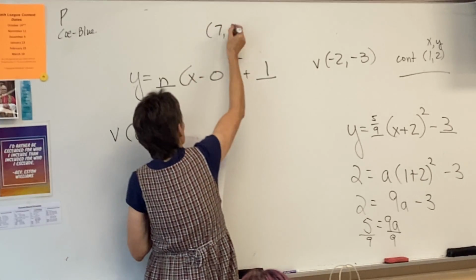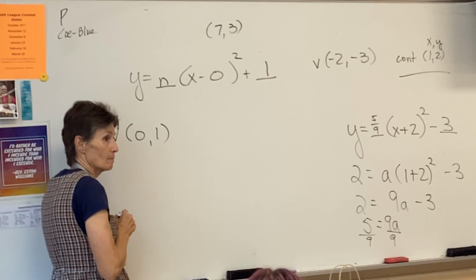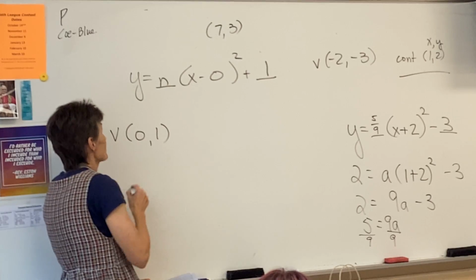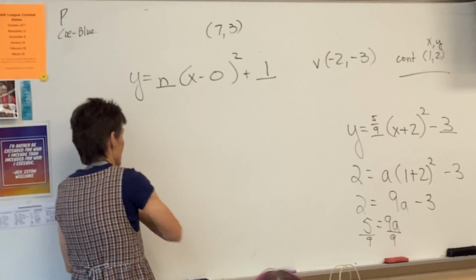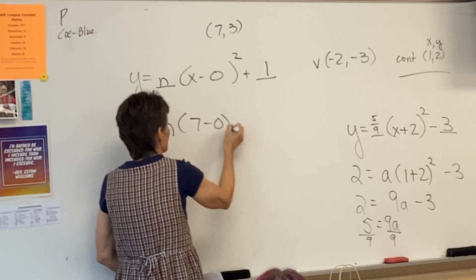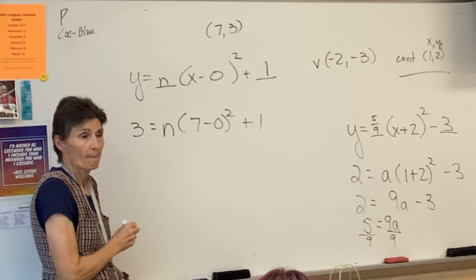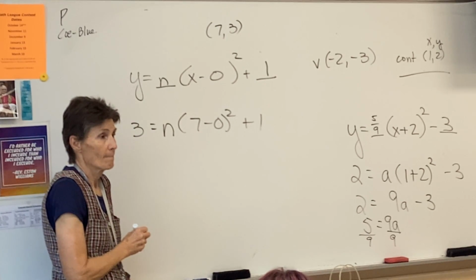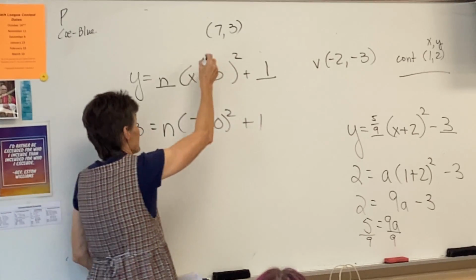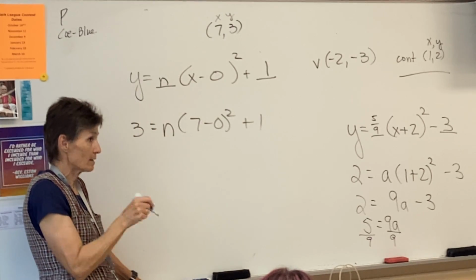I take the other random point, which is 7,3. And what do I do with it? Replace it with the other. So 7 goes in for X, and 3 goes in for Y. Yep. Make sure you're putting the X in the X place and the Y in the Y place.